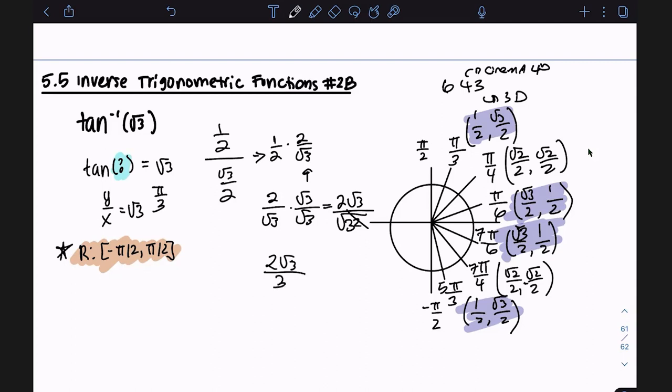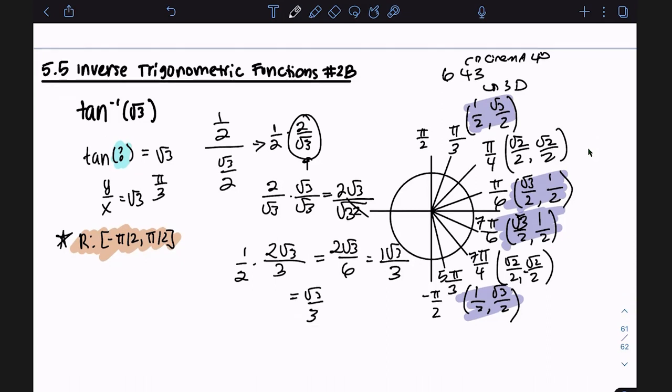And so, remember, this is just this, and so we still have to multiply it times 1/2. And so that is 2 square root of 3 over 6, which is 1 square root of 3 over 3, which is just square root of 3 over 3, which is not equal to the square root of 3. So which one was this? Pi over 6? So it's not pi over 6.